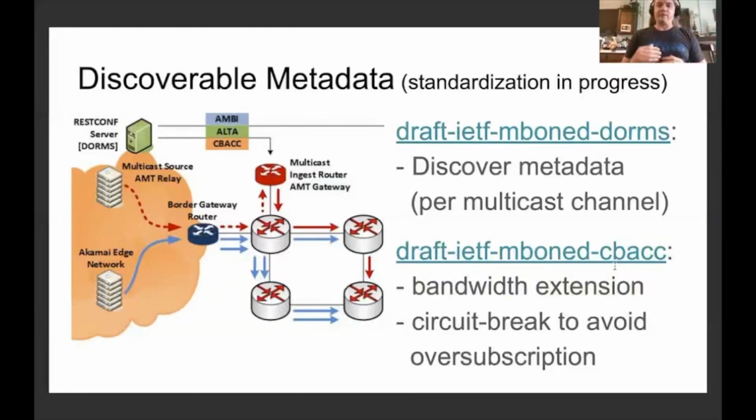And then CBAC is circuit breaker assisted congestion control. And what that does is define the circuit breaker behavior to do if you realize that your network has become oversubscribed or is prospectively oversubscribed, to cut it off and make sure that the traffic you're forwarding fits within the amount of bandwidth provisioning that you want to dedicate to multicast traffic.